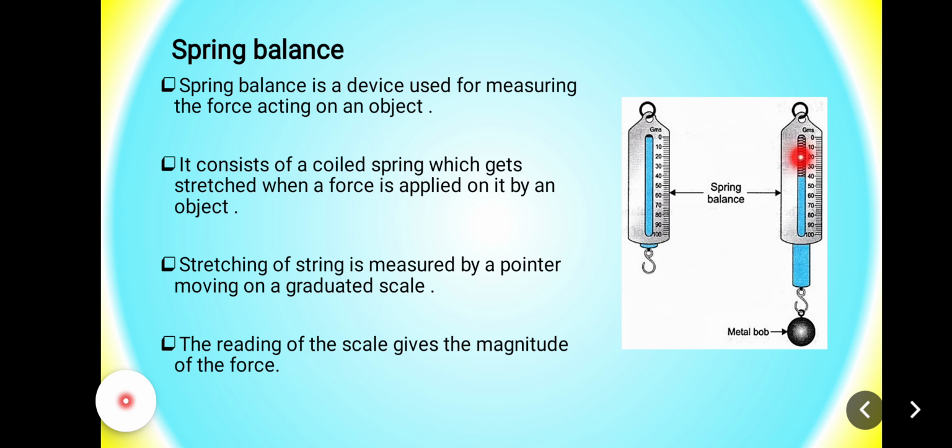Now, in the spring balance, a metal bob is attached through a hanger. Because of the mass of the metal bob, the spring is stretched out, and wherever it stops, it gives the mass of that object which is marked by a pointer on a graduated scale.